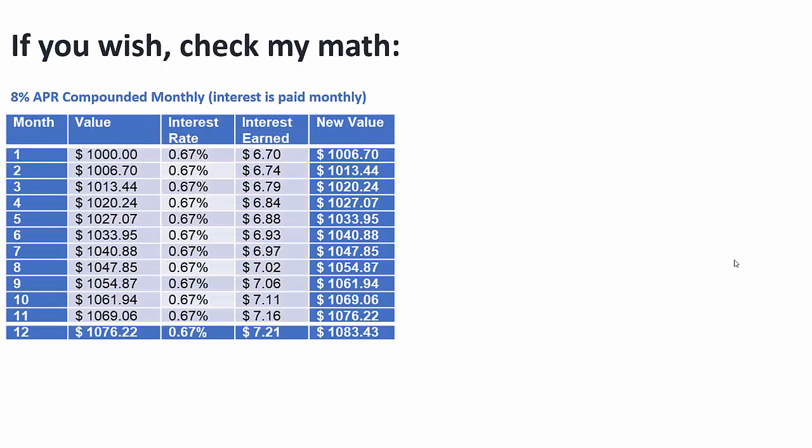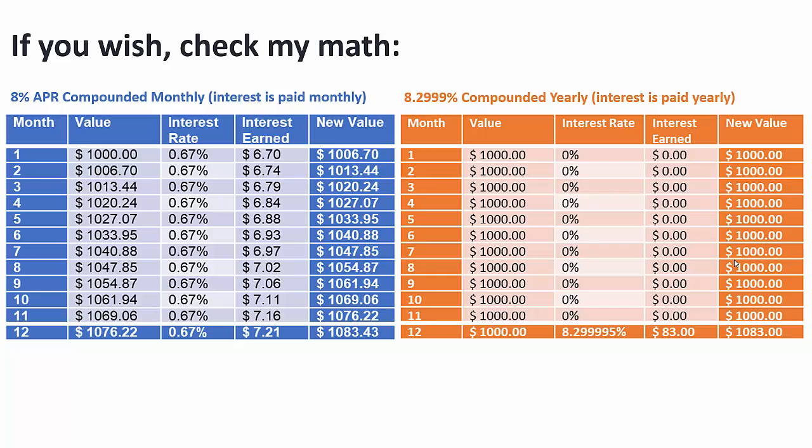If you wish to check my math, I just want to show you that 8% APR, compounded monthly, is the same as 8.2999% compounded yearly. And you can check my work here. For the 8% APR account, if we are putting $1,000 into an account, let's say, after 12 months, we've earned $83.43. This is approximately the same as if we just earned 8.2999% at the very end of 12 months. We would be earning $83. So these are almost exactly the same.